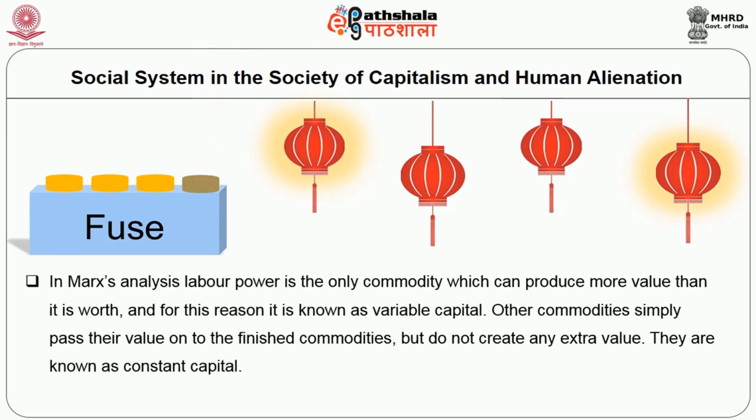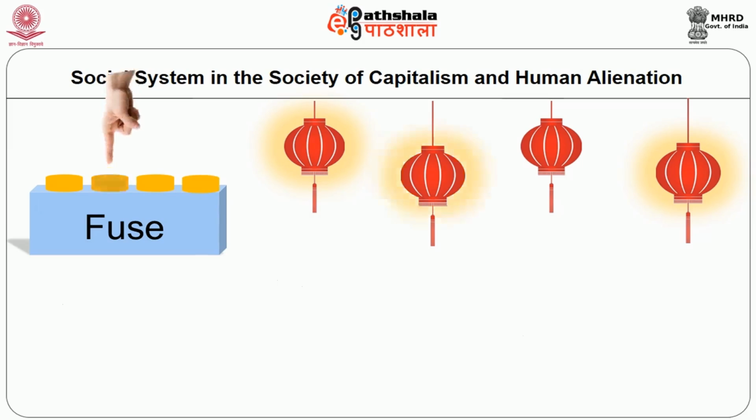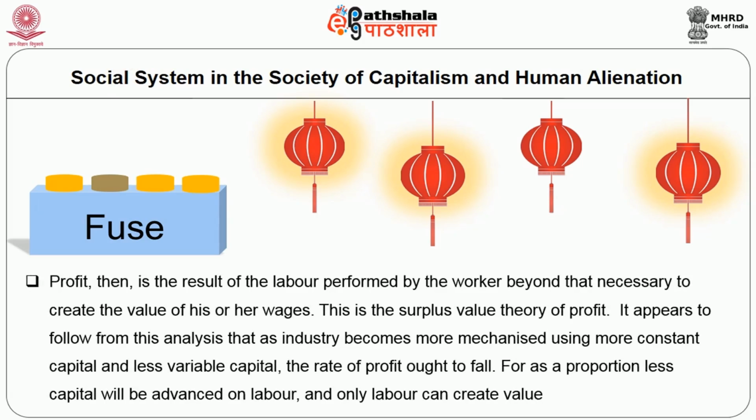In Marx's analysis, labor power is the only commodity which can produce more value than its own worth, and for this reason it is known as variable capital. Other commodities simply pass their value on to the finished commodities but do not create any extra value. They are known as constant capital. Profit then is the result of labor performed by the worker beyond that necessary to create the value of his or her wages. This is a surplus value theory of profit. It appears to follow from the analysis that as industry becomes mechanized, using more constant capital and less variable capital, the rate of profit ought to fall, for proportionally less capital will be advanced on labor, and only labor can create value.